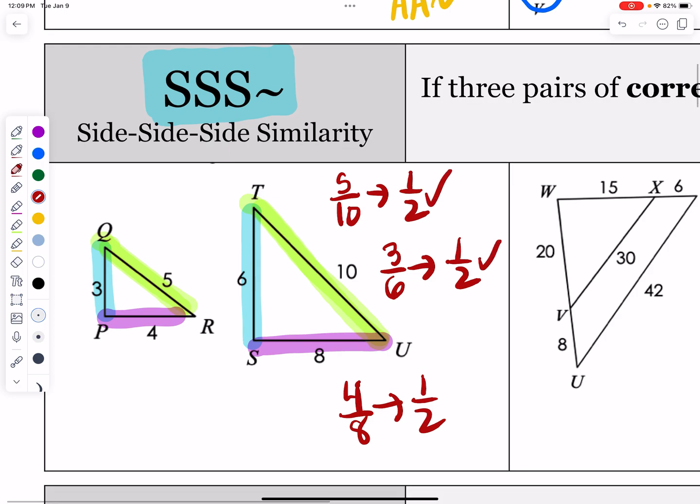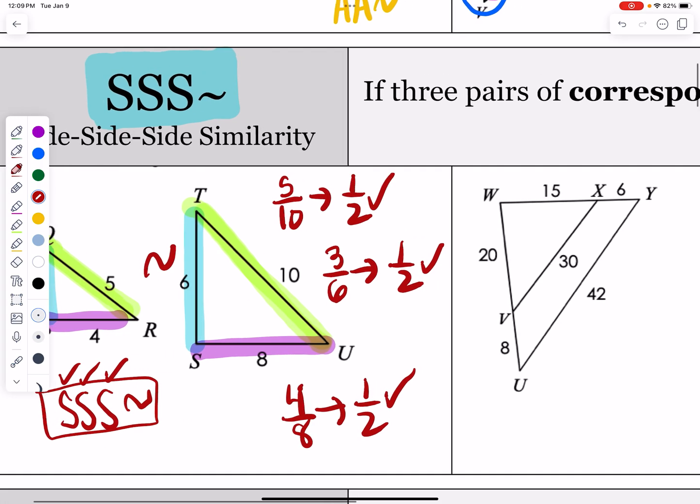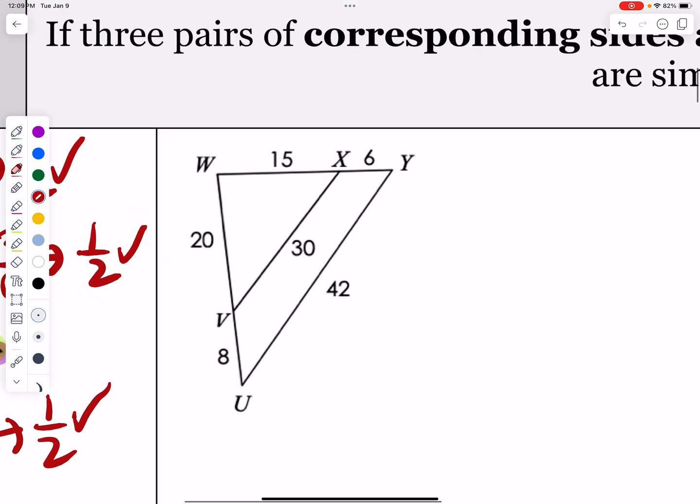Since all of these reduce to 1/2, side-side-side similarity says that these triangles are similar to each other because the sides are proportional to each other. And we don't know anything about the angles. I don't know if those are right triangles or not. I don't know what the angles are, but I don't need to know anything about them. This shortcut allows me to prove these triangles are similar without having information about the angles. They end up having to match.